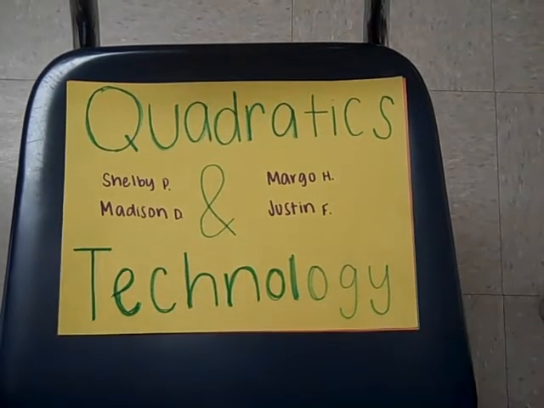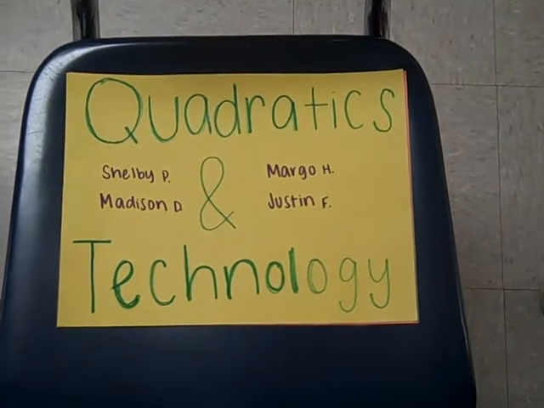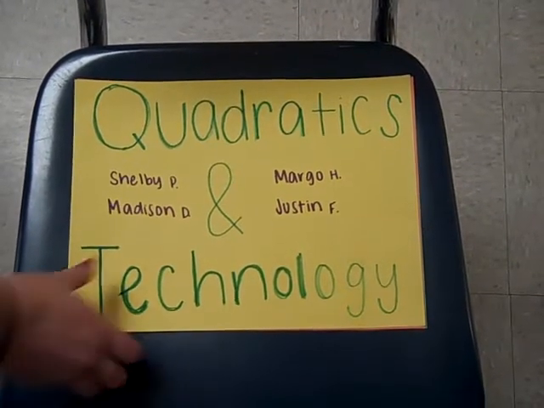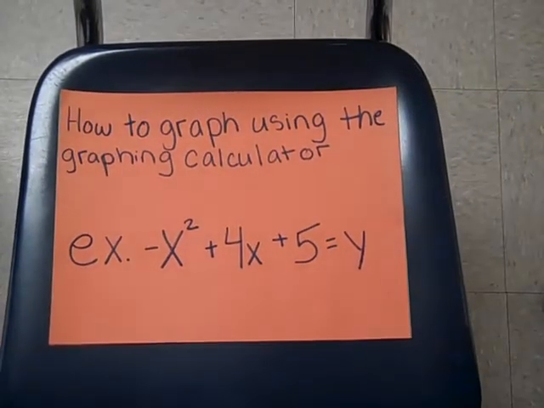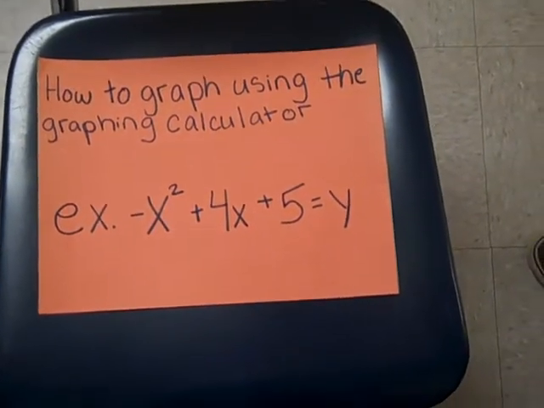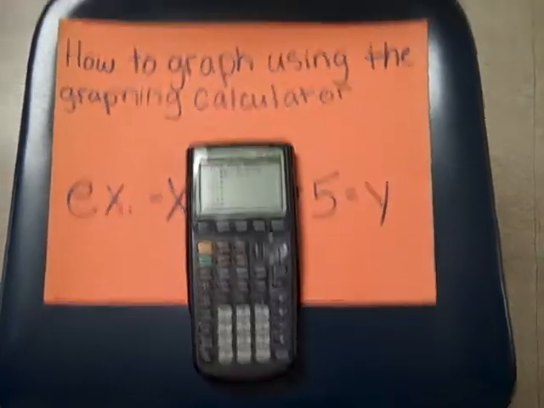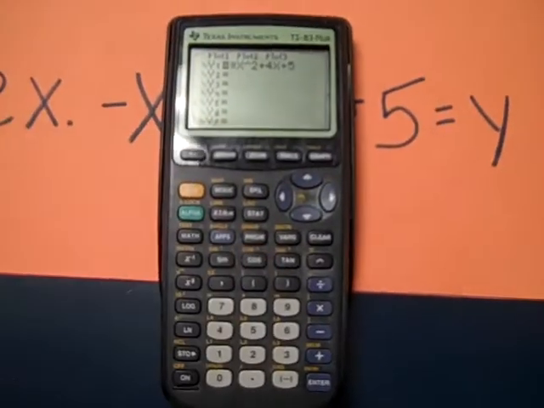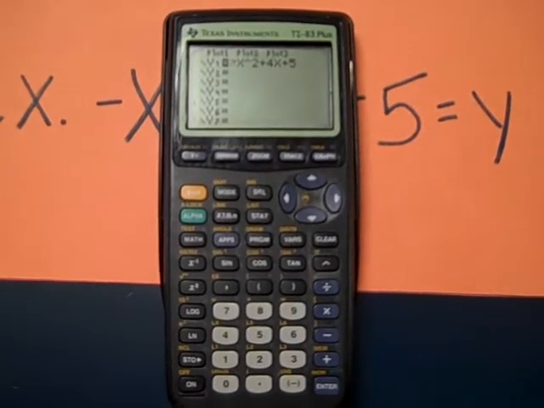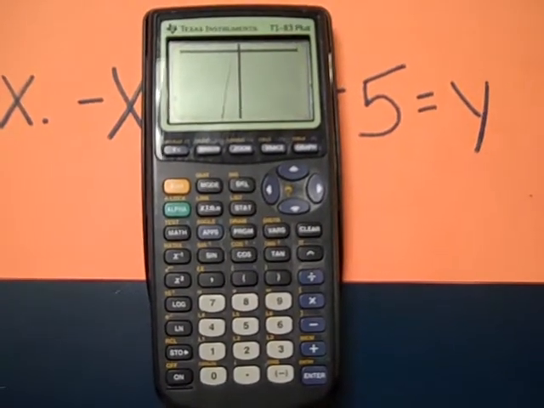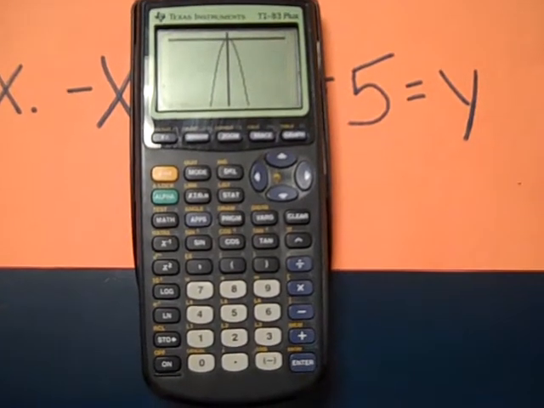Alright, so algebras, in order to figure out this stuff about quadratics, first we need a quadratic, right? So let's start with this. Here, this is negative x squared plus 4x plus 5. To start, you're going to want to put this equation into y equals. Then hit graph. So now it shows you the parabola.